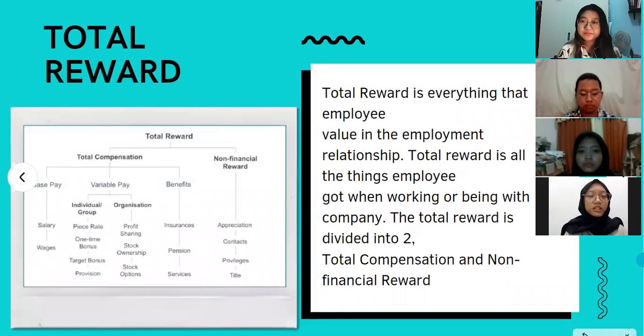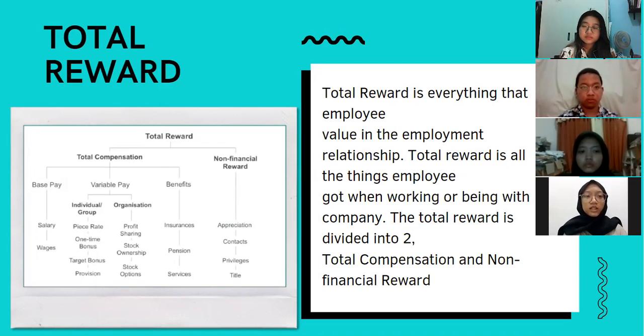Total reward. Total reward is everything that employees value in the employment relationship. Total reward is all the things an employee gets when working or being with the company. The total reward is divided into two: total compensation and non-financial reward. Total compensation is divided into three: base pay, variable pay, and benefits. Base pay contains salary and wages. Variable pay is divided into two levels: individual or group level and organization level.